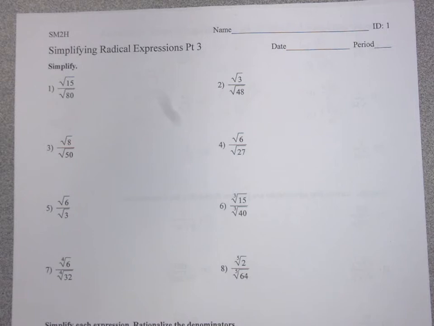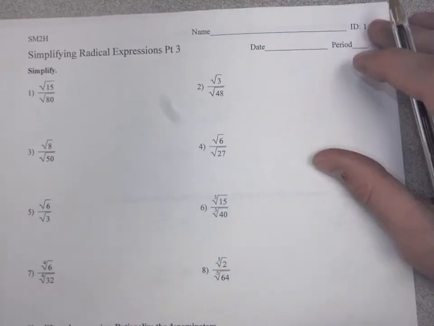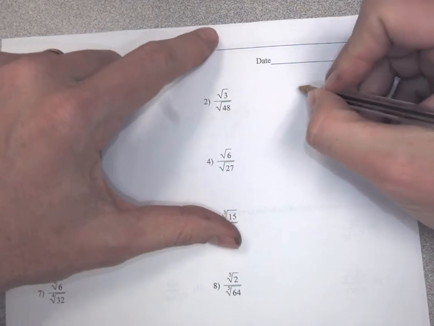In this activity we're going to be practicing simplifying radical expressions again, but we're going to be dealing mostly with division type problems. The first thing we need to know here is a property of radicals. And that property of radicals looks kind of like this.